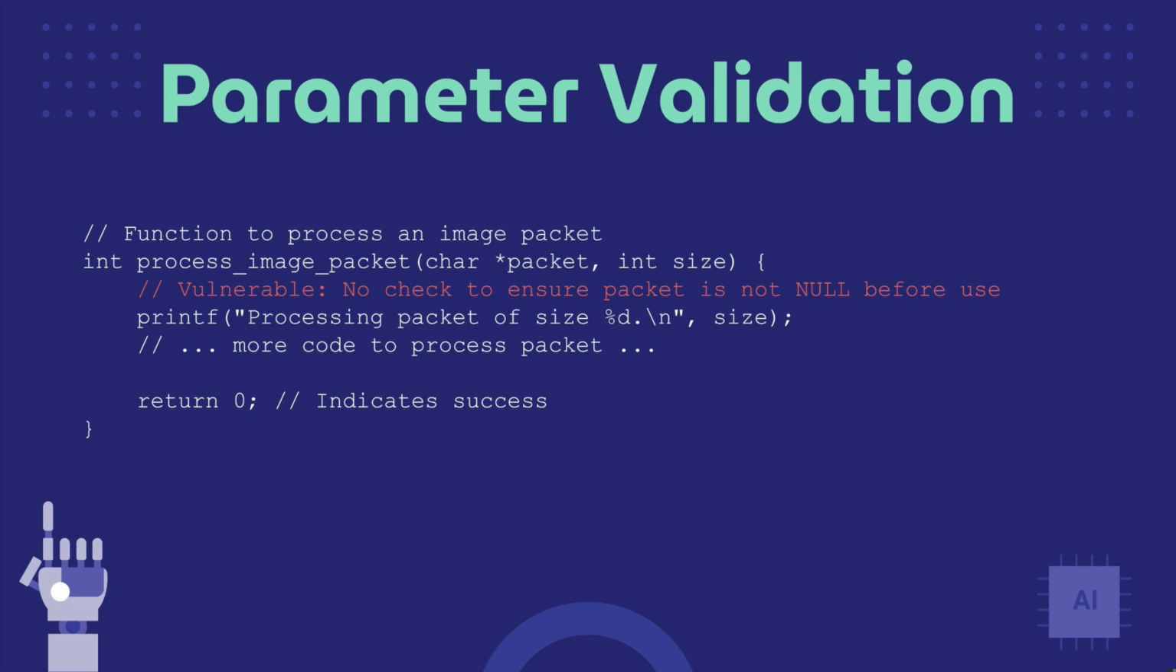This code snippet illustrates a common oversight in parameter validation. The function processImagePacket is vulnerable because it does not verify whether the packet pointer is null. Without this check, if a null pointer is passed to the function, it could lead to a runtime error or undefined behavior which attackers could exploit. Proper parameter validation is essential to ensure that the function operates on valid inputs, preventing potential security vulnerabilities and ensuring the stability of the program.